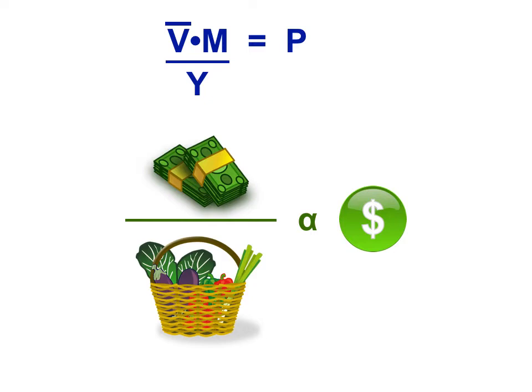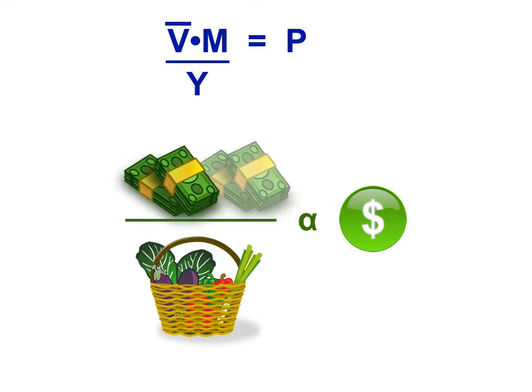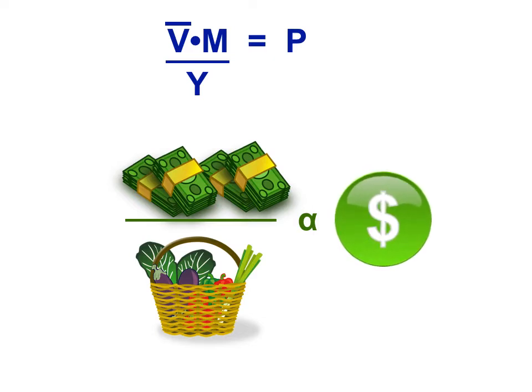Notice that the price level is dependent on how much money there is per quantity of production, or per basket of production. Assuming that the velocity is constant, if we look at this equation, we can see that as I increase that money supply, if I keep my real GDP, or the number of baskets I'm producing, constant, then my price level will increase.